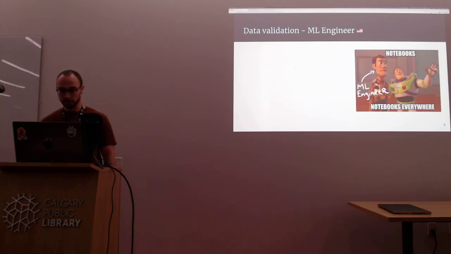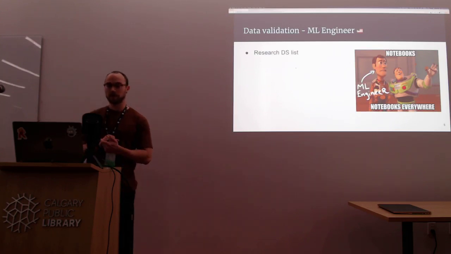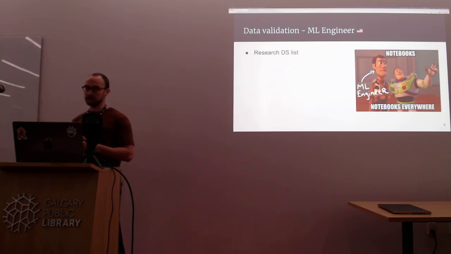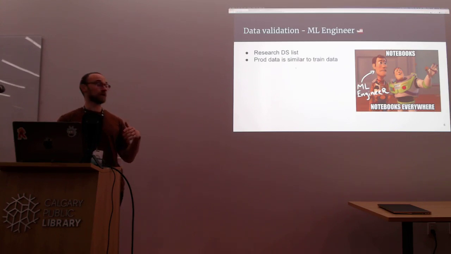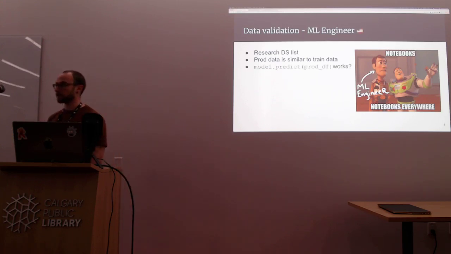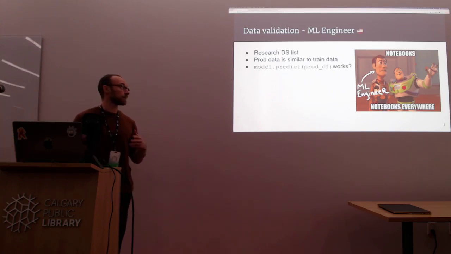For an ML engineer in the room, don't know how many there are here, we usually expand on the requirements that a data scientist has. And we would like to make sure that the new data is, again, similar to trained data. And by new data, I mean something that goes through the production system, not a holdout test that a research data scientist used. We want to make sure that the format of that new data is actually compatible with the model that this data is being passed to. So basically, does the predict call still work?